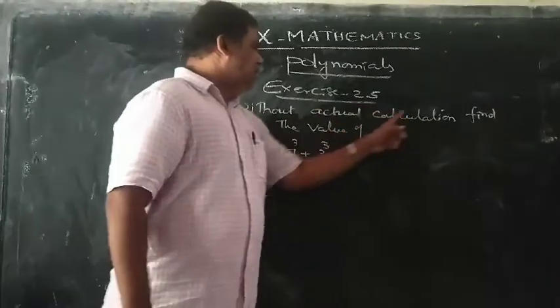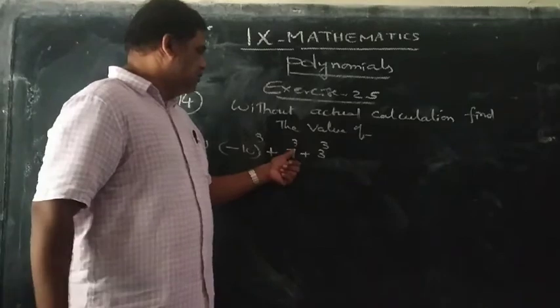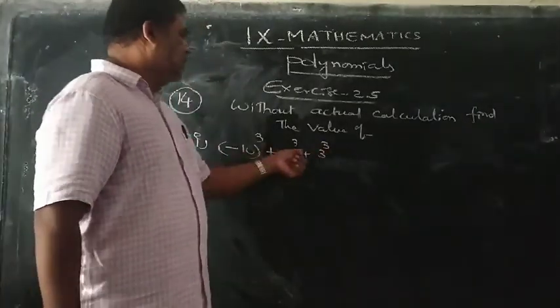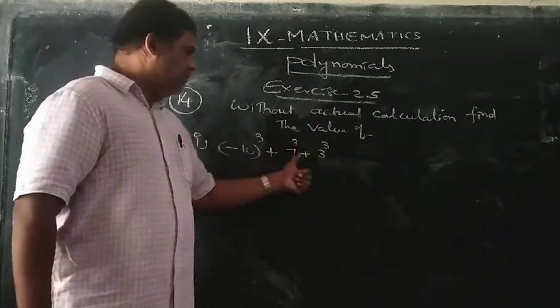So without actual calculation, that means we should not find 7 cube, meaning 7 into 7 into 7, or 3 cube, which is 3 into 3 into 3. Like that we should not calculate. So without calculation, that means using some rule, we have to find the value of this.